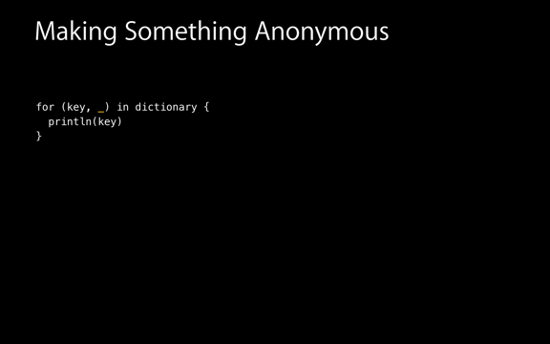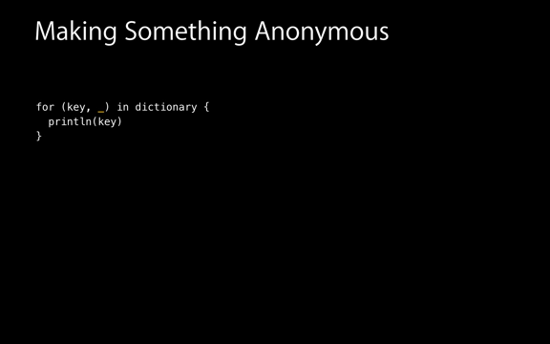But how do we actually make something anonymous? Well, Swift has a very consistent syntax for doing this. Instead of giving it a real meaningful identifier, you just give it an underscore. You can use this syntax in a lot of different places in the language.